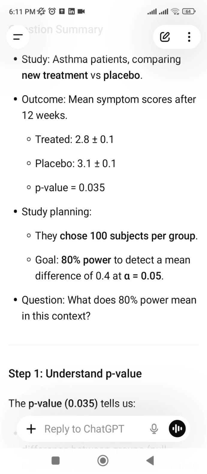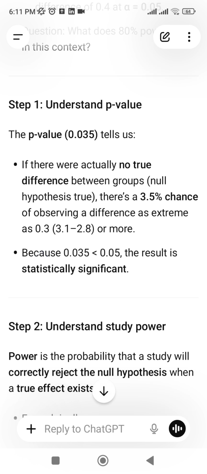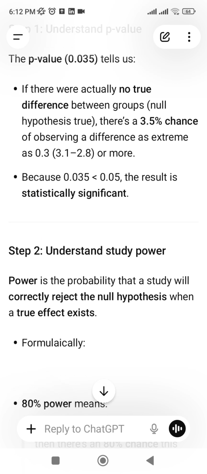Study planning: they chose 100 subjects per group. Goal is 80% power to detect a mean difference of 0.4 at an alpha value of 0.05. So the question is, what does 80% power mean in this context? Understand the p-value. The p-value 0.035 tells us that if there were actually no true difference between the two groups, null hypothesis true, there is a 3.5% chance of observing a difference as extreme as 0.3 or more. Because the 0.035 value is less than 0.05, the result is statistically significant.